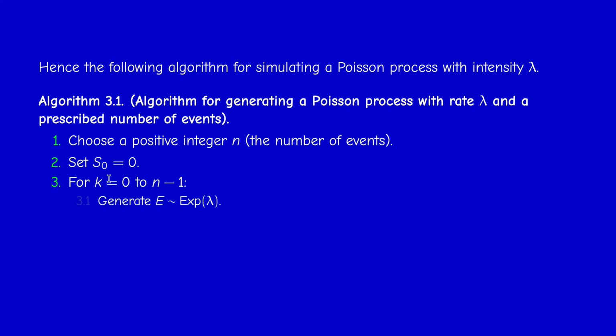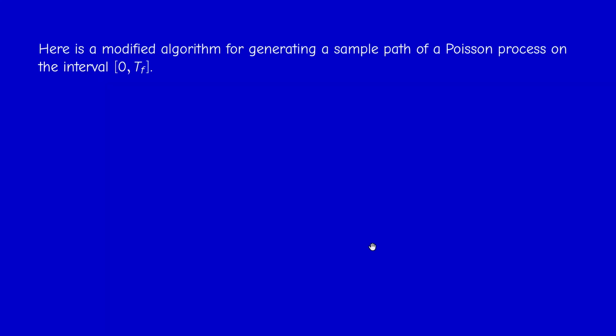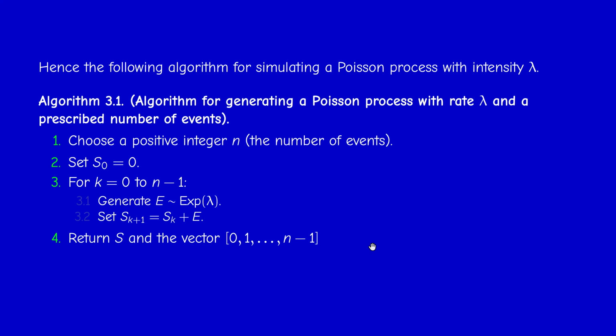Then we set S of 0 equals 0, and then we do a loop. We generate an exponential random variable E with parameter lambda, and we set S of k plus 1 equal to S of k plus E. So E is the inter-arrival time, and the S of k are the arrival times. Here we are simulating the arrival times. At the end, we return the vector S of arrival times and the vector giving the values of the Poisson process, from 0 to n minus 1, because we have n jumps. We can actually return 0 to n if you like, but it doesn't really matter. We'll implement it in a later video.